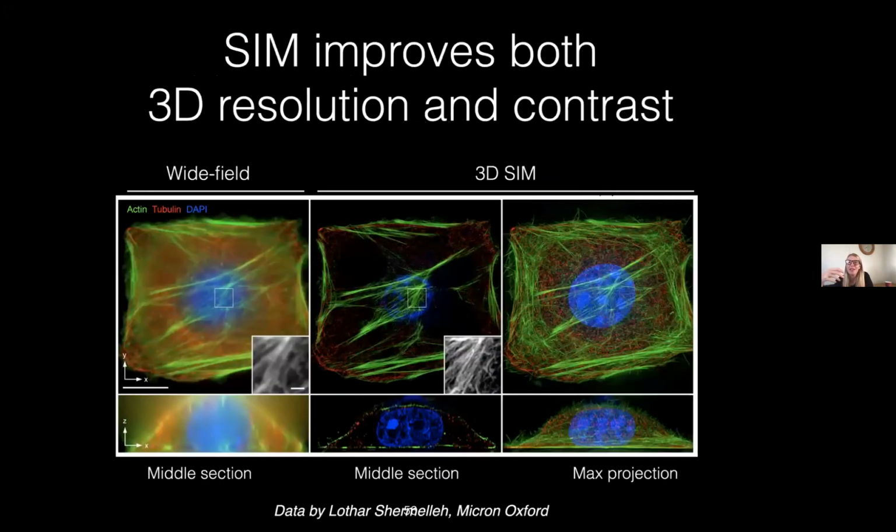So the structured illumination microscopy technique improves both resolution and contrast. So it's really quite spectacular. It also has this wonderful property of three-dimensionality. A lot of the time when you do super resolution, you only do it in 2 dimensions, but with SIM, you can really do it in 3 dimensions and also improve contrast.